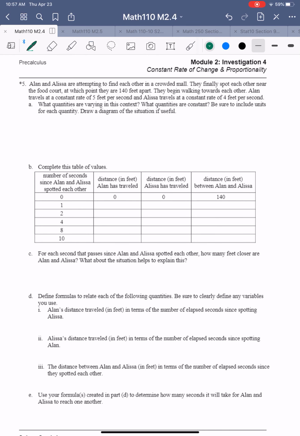So number 5, Ellen and Elisa are attempting to find each other in a crowded mall. They finally spot each other near the food court, at which point they are 140 feet apart. They begin walking toward each other. Ellen travels at a constant rate of 5 feet per second, and Elisa travels at a constant rate of 4 feet per second. So what quantities are varying in this context? What quantities are constants?